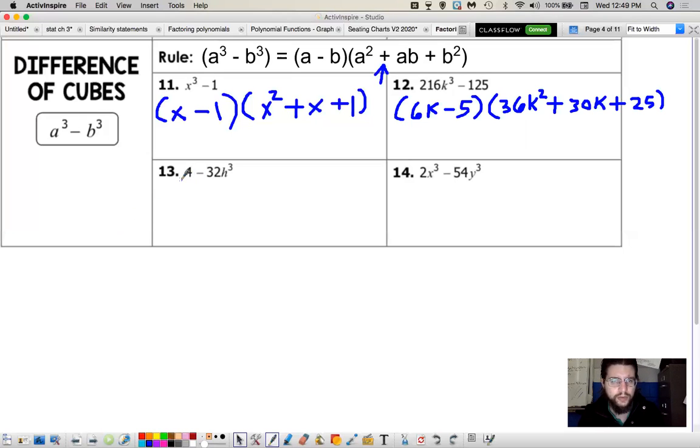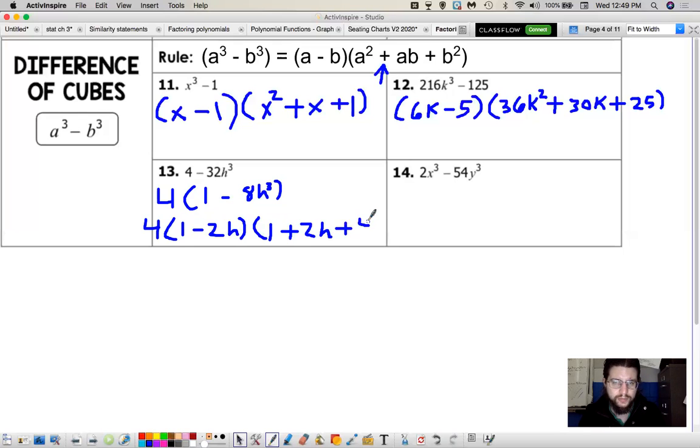Oh no, 4 is not a perfect, oh, GCF. So 4, 1 minus 8h cubed. So that's 4, 1 minus the cube root of that is 2h. This squared, that was hard, plus this times this, plus this squared. That's it. And again, not going to work.